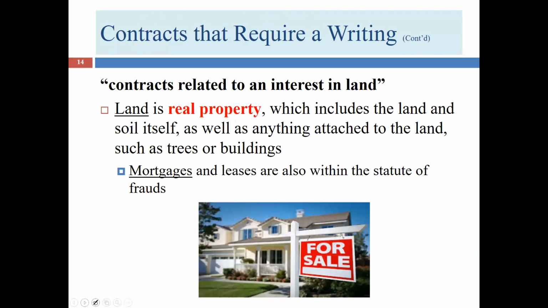Okay, so what is land? Well, land is real property. It includes the land and the soil and anything that's permanently attached to the land and the soil. So it would be a building, trees. It wouldn't include crops because those crops will be harvested over time. It wouldn't include, say, a mobile home or a car because that could be moved. So all those things are an interest in land.